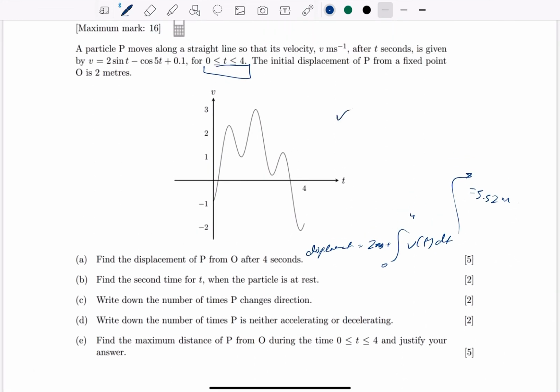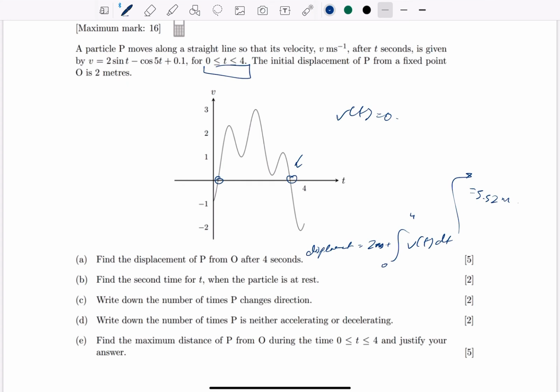Cool. Find the second time for t when the particle is at rest. The particle is at rest whenever v of t is set to zero, because if your velocity is 0, you ain't moving, son. The first time it occurs is here, but we're interested in the second time, which is here. So we're going to whip out the calculator function, we're going to graph this bad boy. So I'm doing that right now. And I am going to find this second x-intercept.